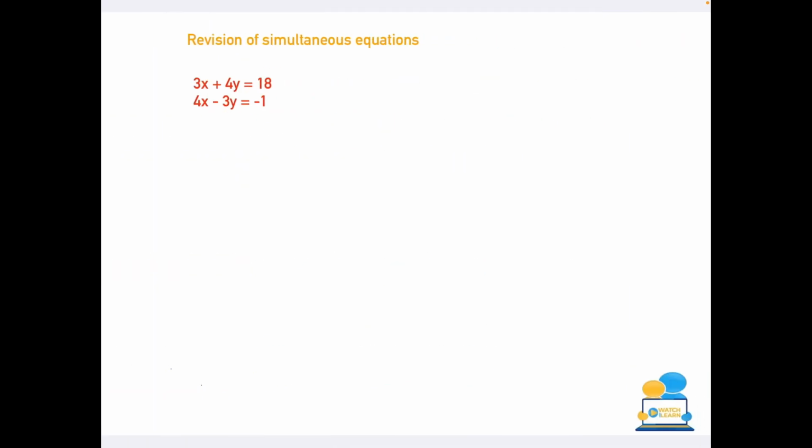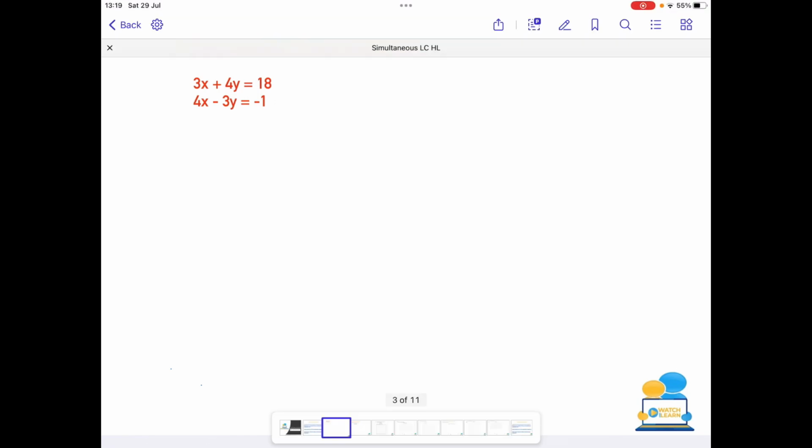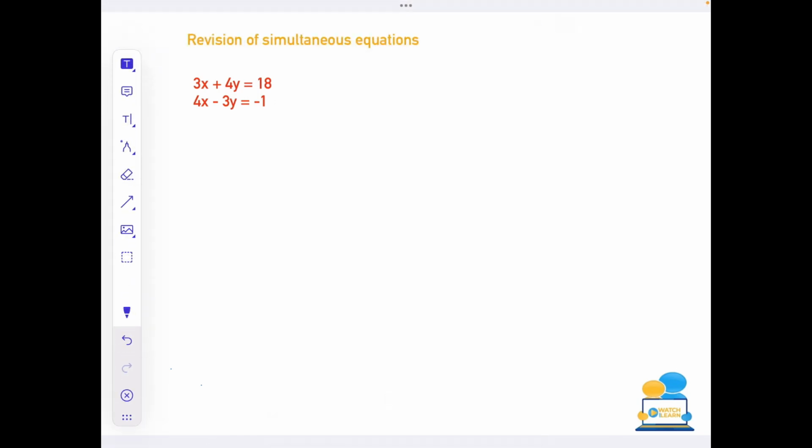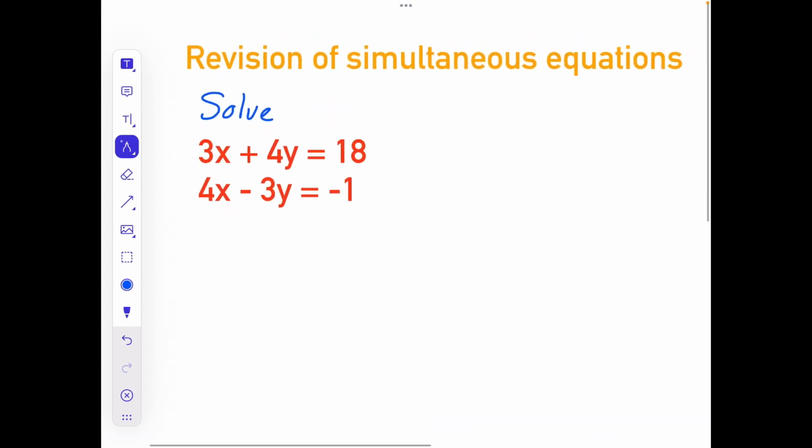Okay, so here the question would say solve. Okay, by solve here we want x equal to something and y equal to something. Now for any simultaneous equations, what we want is we want to pick a letter. So I'm going to go with y's here. And we want the coefficients, or the number in front of the y's, to be the same number but of opposite signs. That way they're going to cancel out.